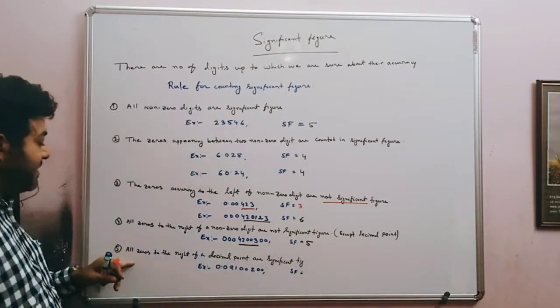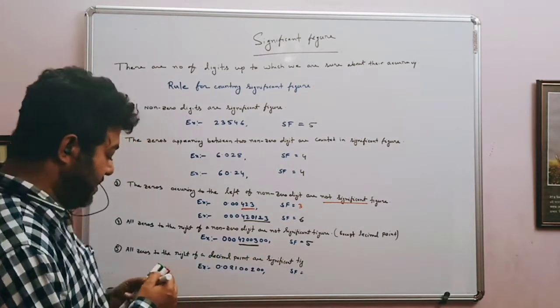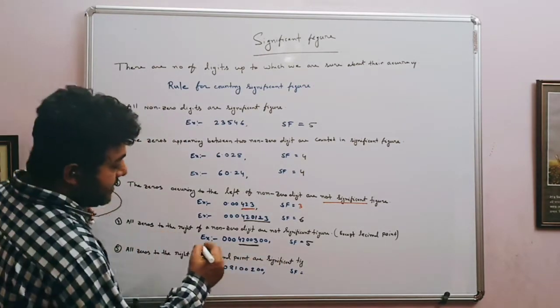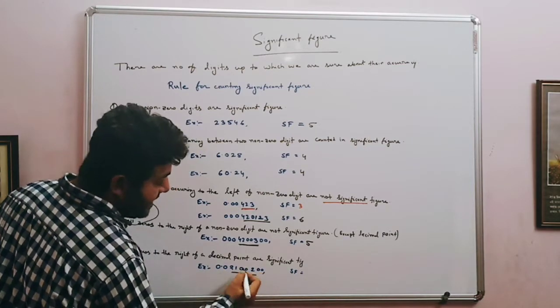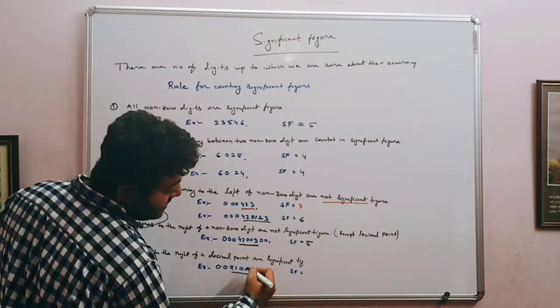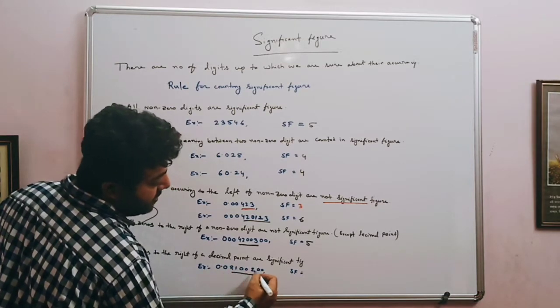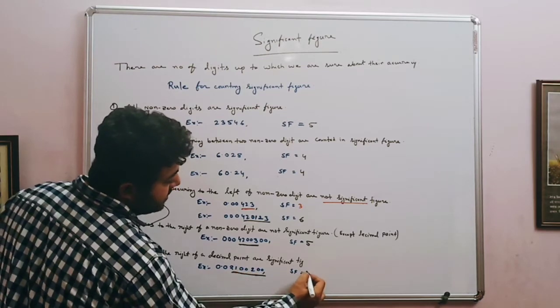So obviously the next one: all zeros to the right of a decimal point are significant figures. See, if there is no decimal, the zeros on the right are not counted, but if there is a decimal, then after the significant figure, after the non-zero digit, if you have zeros, then you count them. So 1, 2, 3, 4, 5, 6, 7.